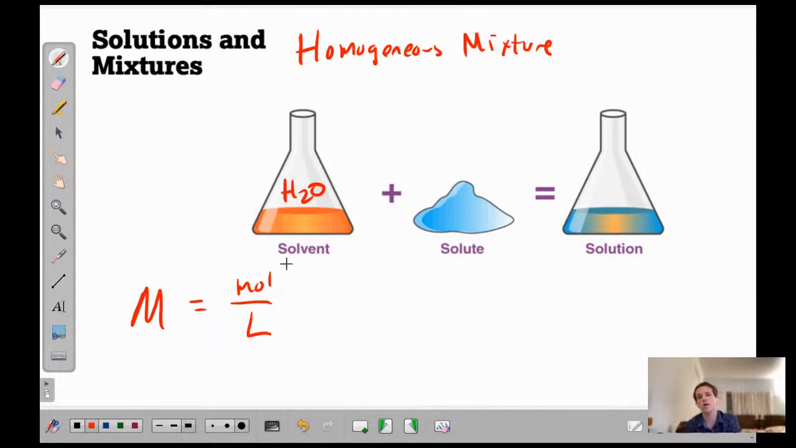And hey, look, we got moles. So that means that there's probably going to be some stoichiometry problems connected to solutions. We're going to go more in depth in solutions when we get to the equilibrium and acid-base portion of the course, but you should know still the basics of it.